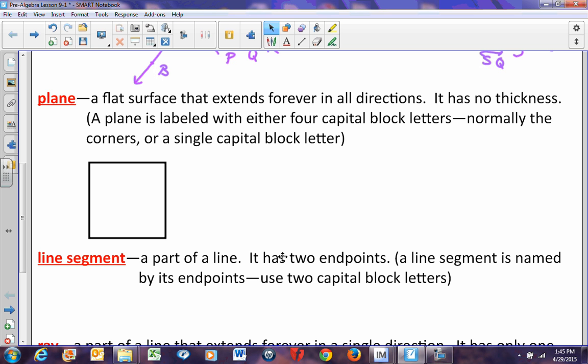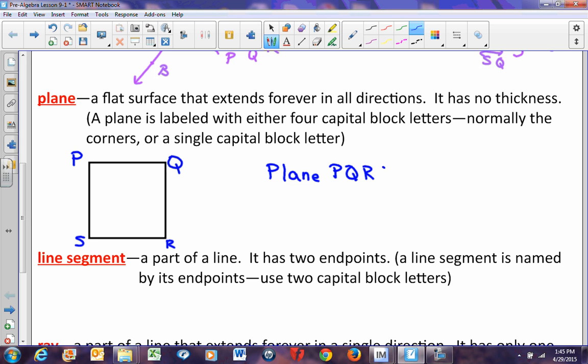If I wanted to make sure I labeled it as a plane, I might go P, Q, R, and S. This is a plane. That's a picture of a plane. I would name it plane PQRS. You have to label it with the four letters. You must go in order, either clockwise or counterclockwise. Start with a letter and go around in a circle one direction or the other. I could not call this plane QSRP because Q is not connected to S.